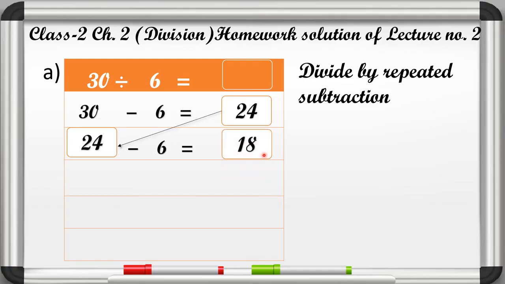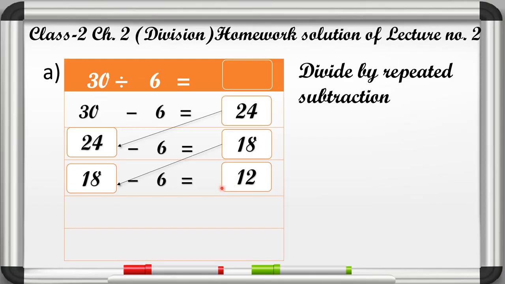Okay. Now we have to subtract the 6 from 18. So we'll write 18 here and minus 6. So keep 18 in your mind and 6 on your fingers. Let's start backward counting. 17, 16, 15, 14, 13, 12. So we'll write 12 here.